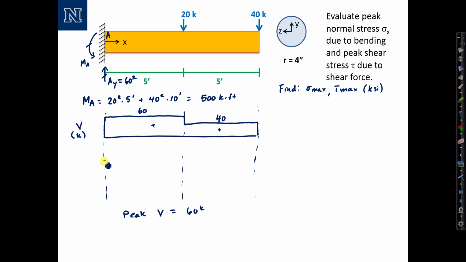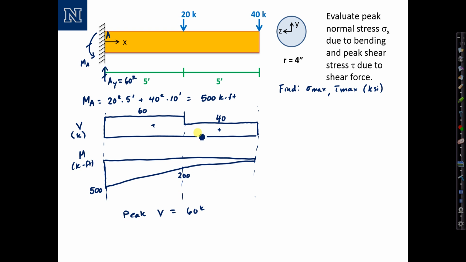For the bending moment diagram, label it moment in kip feet. Moment is going to jump down by the value of M sub A at the end, so negative 500 at the end. It's going to increase linearly, and the area of the shear, 60 times 5 is 300, so it jumps from negative 500 up to negative 200, and then it's going to increase linearly again, and the area of this shear, 40 times 5 is 200, so it comes back to 0 at the end. We note that our peak moment is the moment at the end, which is 500 kip feet. Since I'm finding absolute max, I don't need to worry about the sign.